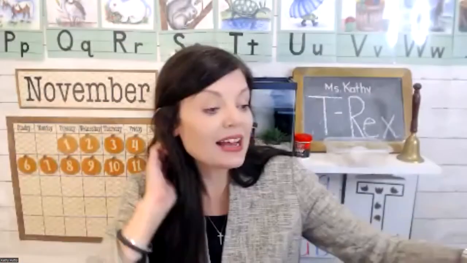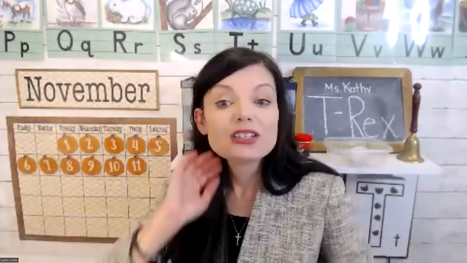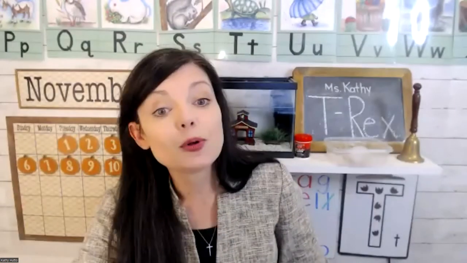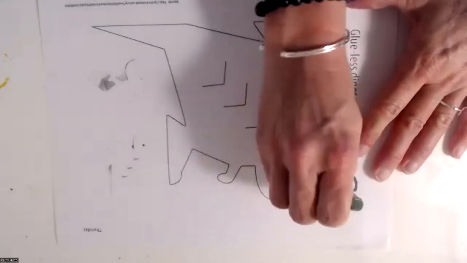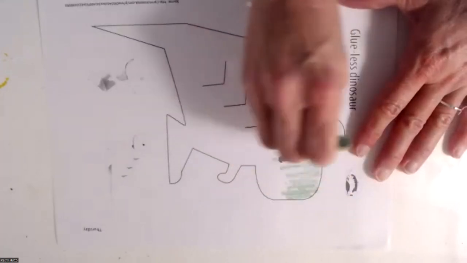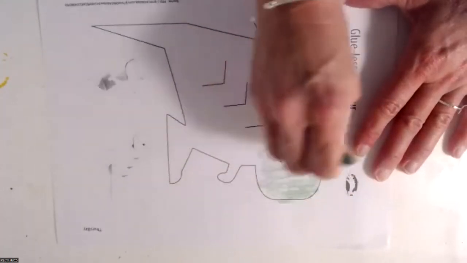Well, now it's time for us to make a dinosaur. So let's head over to the art table and I'll show you how. Okay, so here we are at the art table and I have this dinosaur printable and I'm going to color it first. I think I'm gonna make my dinosaur green. You could choose to make yours any color you want.